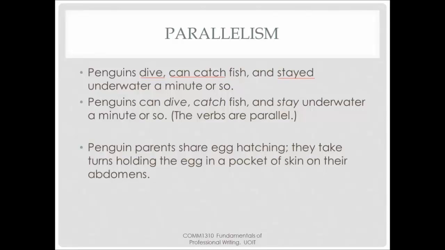In the next example, penguin parents share egg hatching. They take turns holding the egg in a pocket of their skin on their abdomens. The sentence is already parallel here. The two main clauses are parallel. Once you get used to watching for parallel structure, it will come naturally. Until then, take the time to check each sentence. When you read such a sentence out loud, lack of parallel structure will likely stand out and sound awkward.